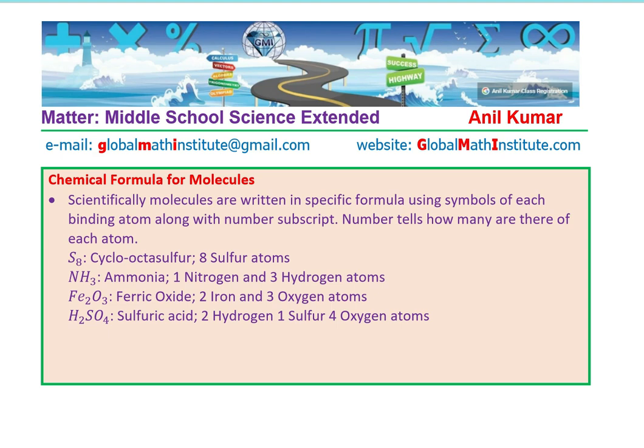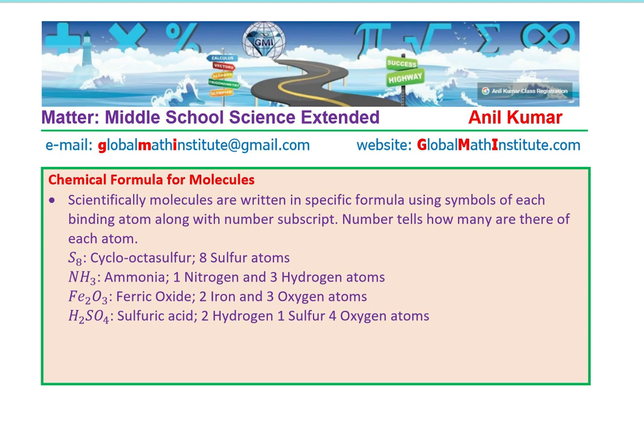Fe2O3, ferric oxide. Iron as such is very reactive, so with oxygen it forms many different kinds of oxides. One of them is ferric oxide, Fe2O3, where we have two iron atoms combining with three oxygen atoms. So you can see in a molecule there is always a fixed ratio in which atoms combine.